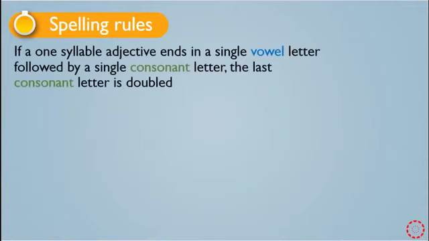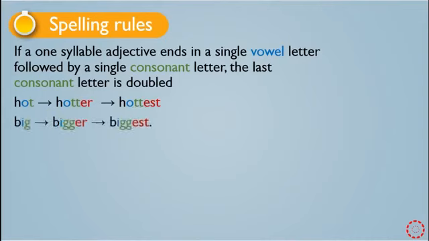We have another spelling rule. If a one-syllable adjective ends in a single vowel letter followed by a single consonant letter, the last consonant letter is doubled. Look at these adjectives. Hot and big, we have vowel plus consonant letter. When we make the comparative and the superlative form, we double the consonant letter and then we add er and est. We say hot, hotter, hottest, big, bigger, biggest.